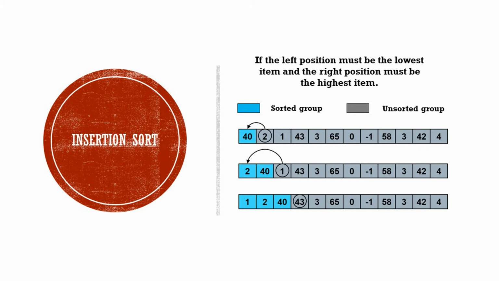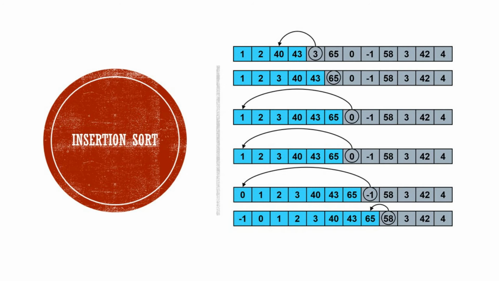In the second row we have 1. 1 is lower than 2, so 1 will move to the left side of 2. In the third row we have 43. 43 is bigger than 40, so 43 will stay there. The process will be repeated until all of the elements are sorted. The left one will be the lowest value and the right one will be the biggest value.